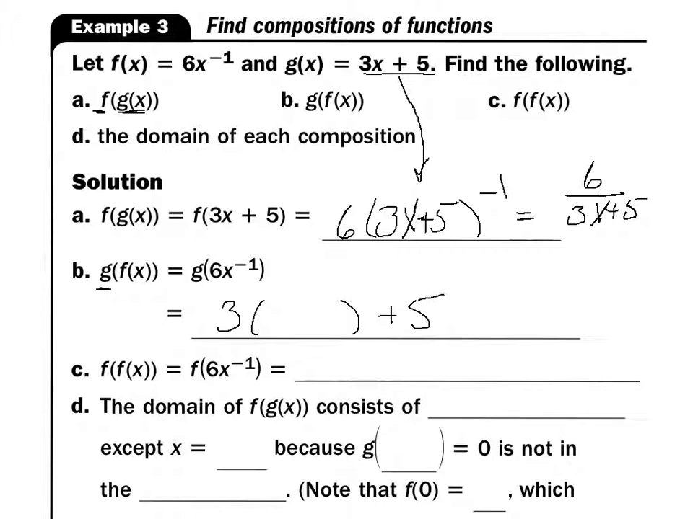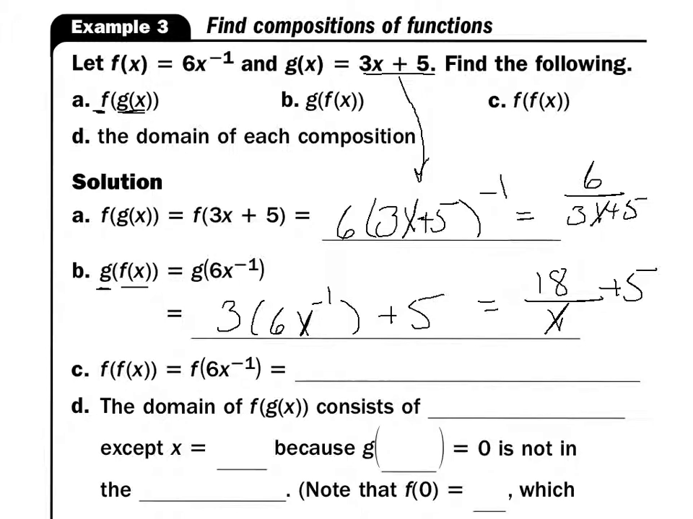And then I'm going to stick the f of x inside my parentheses here, 6x to the -1. Then I'm going to simplify that. So 3 times 6 is 18. And then the x to the -1 goes on the bottom. And then the 5 goes out here at the end.